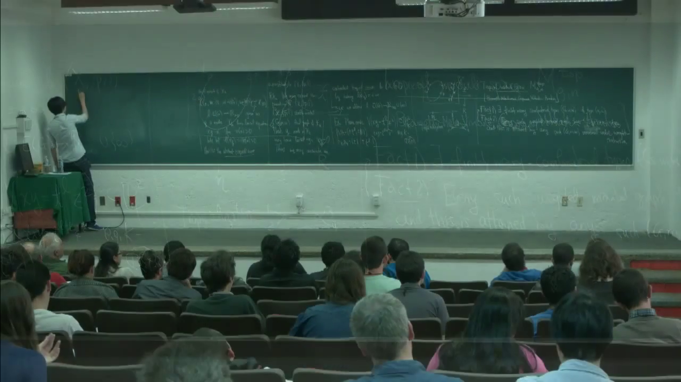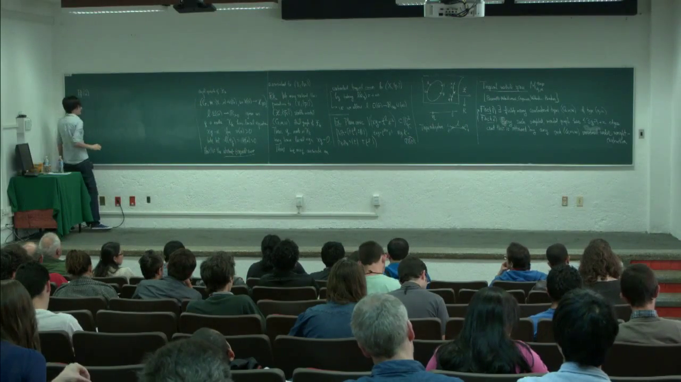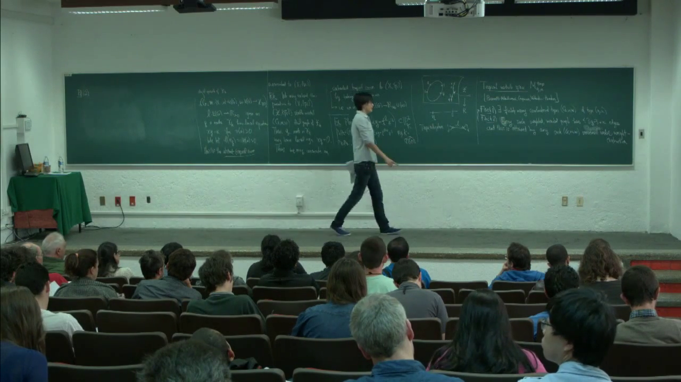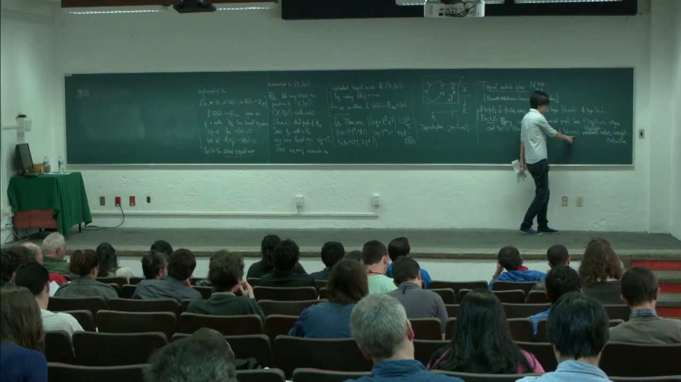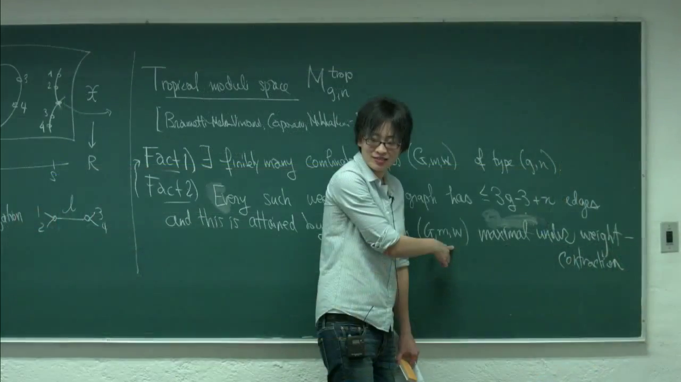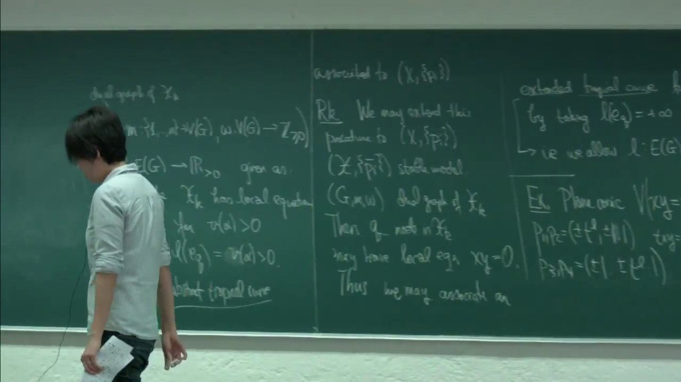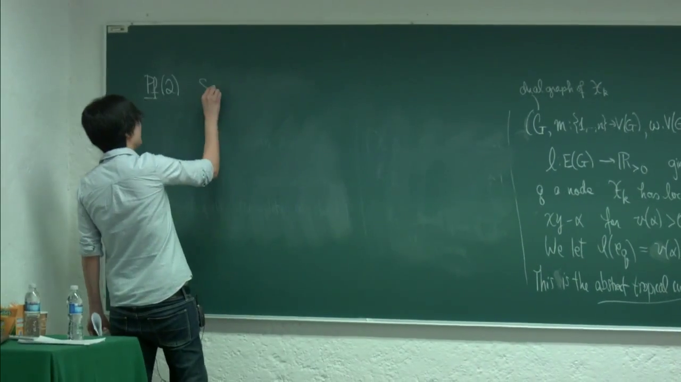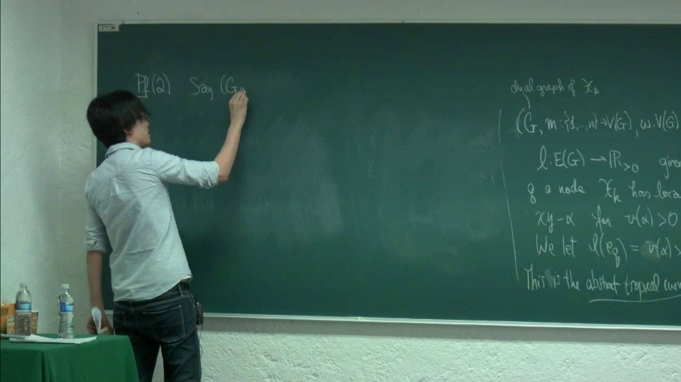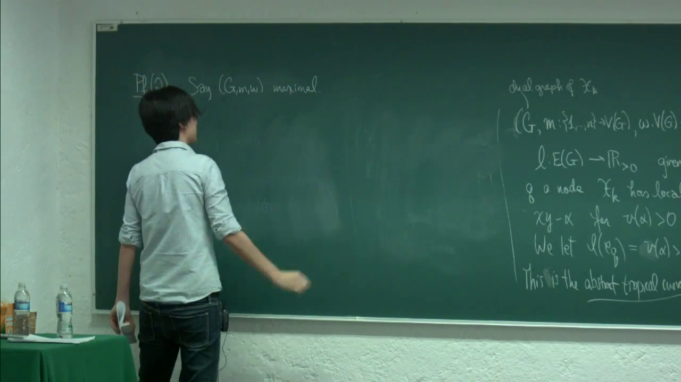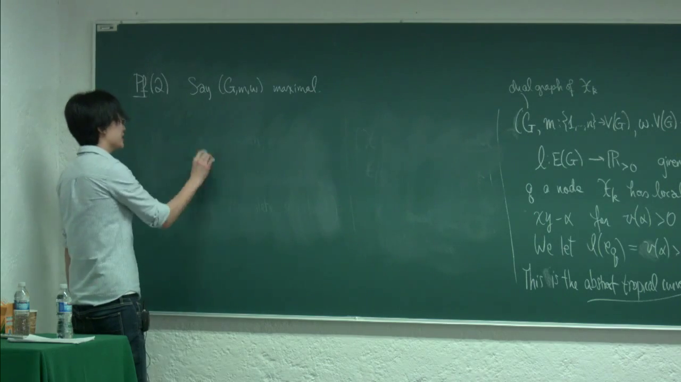So proof of 2. Let's work this out together. Here's what we're going to do. We're going to fix one of these types that's maximal under weight contraction, and then examine it and count its edges. So suppose GMW is maximal under that operation.